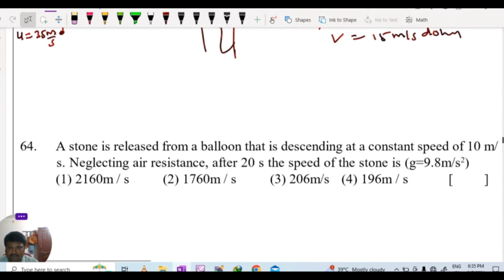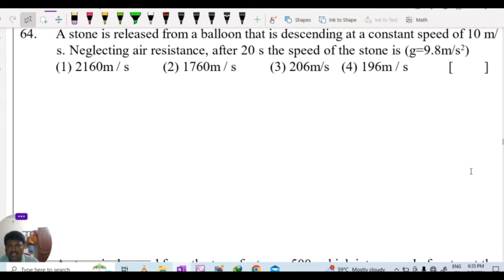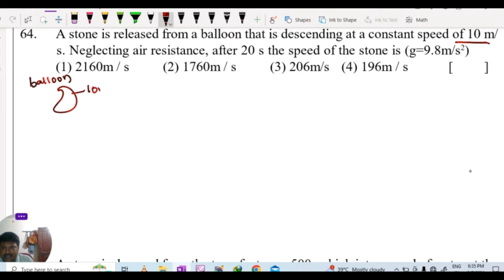Next, the 64th question. A stone is released from a balloon that is descending at a constant speed of 10 meter per second. Consider this is a balloon. The balloon's constant speed is 10 meter per second and it is descending, meaning downwards. So a stone is released from it. The stone's initial speed is also 10 meter per second downwards.